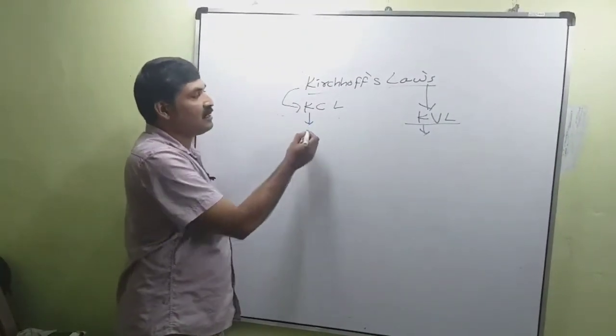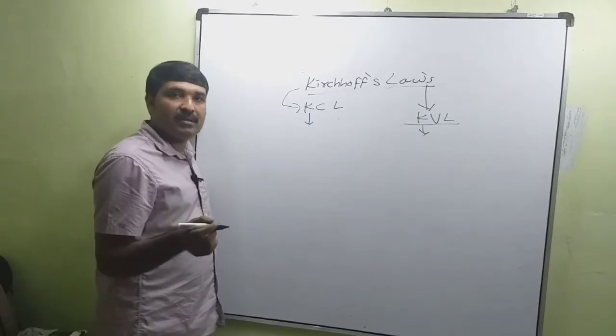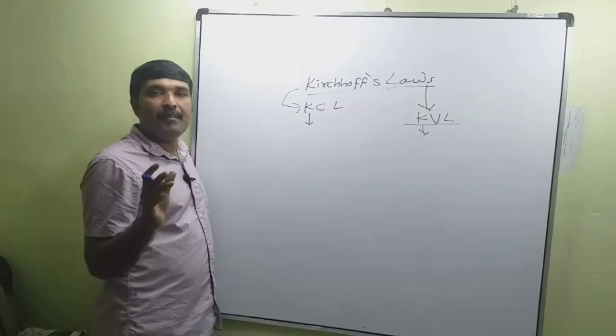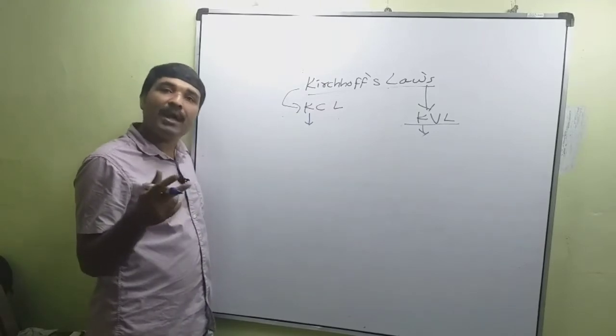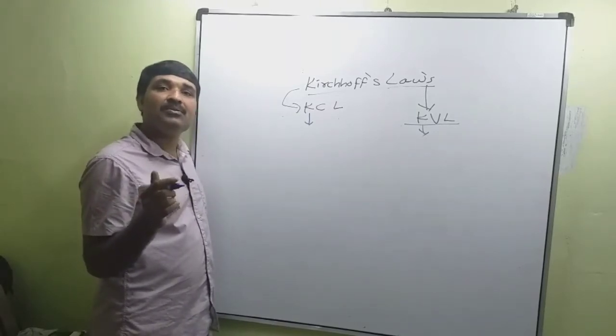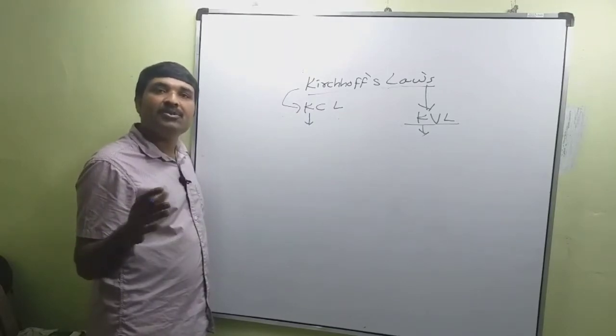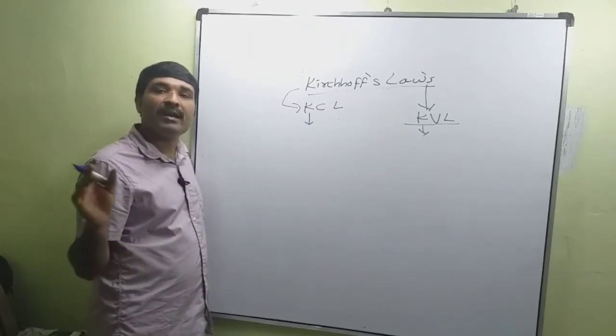KCL states that in any circuit, the algebraic sum of the currents meeting at a junction or a node is equal to 0. That means the incoming current to a node is equal to the outgoing current from the node.